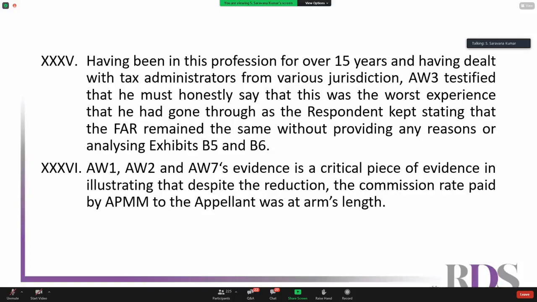Having been a TP expert for more than 15 years, and this is the world's largest shipping company, dealing in over 100 countries in the world, he said dealing with the Malaysian IRB was the worst experience. This is an interesting case because it is recorded in the judgment that the witness said dealing with the Malaysian IRB was the worst experience he has gone through in his life when it comes to TP. And the court commented that the evidence of the experts, among others, was a critical piece of evidence in this case.